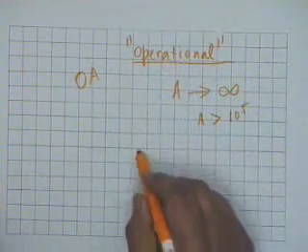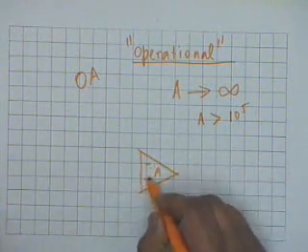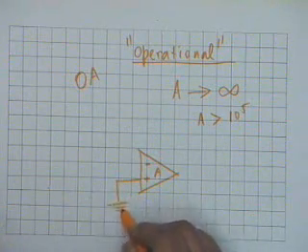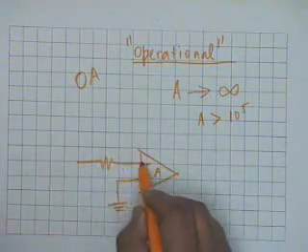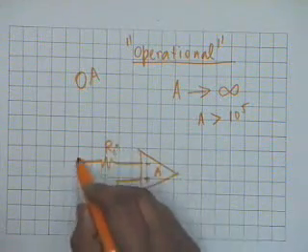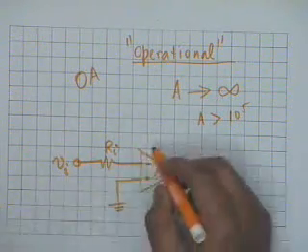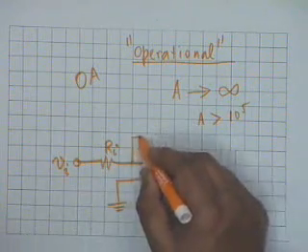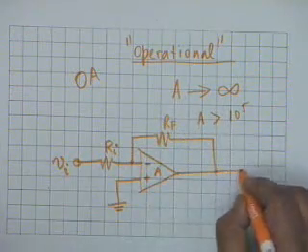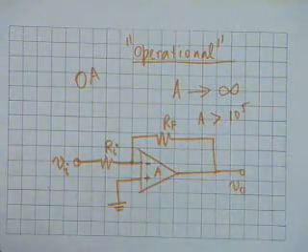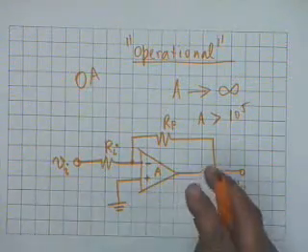Suppose you have an OA, just to get a feel of what an OA can do, with the non-inverting terminal grounded, and the inverting terminal connected to a resistance, let's say Ri, and there is a voltage Vi connected here. In addition, there is a resistance Rf connected between input and output, and this voltage is V0. Suppose an operational amplifier is connected in this configuration.